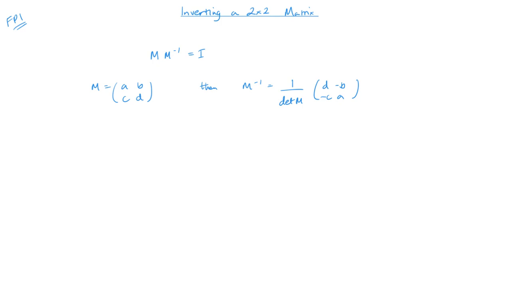Now, obviously, if the determinant is 0, we realize that it is a singular matrix, because 1 divided by 0 you can't do. So therefore you can't have an inverse. So that's why they are singular. Now let's have a look with some actual numbers.